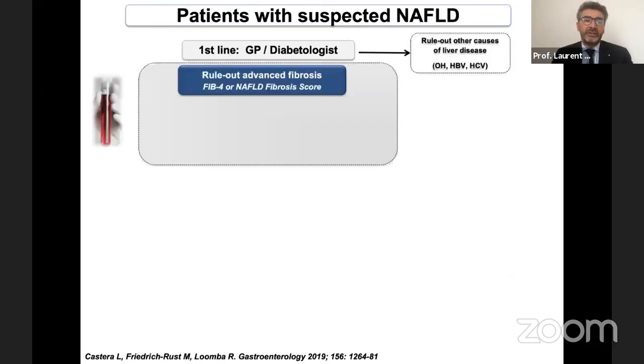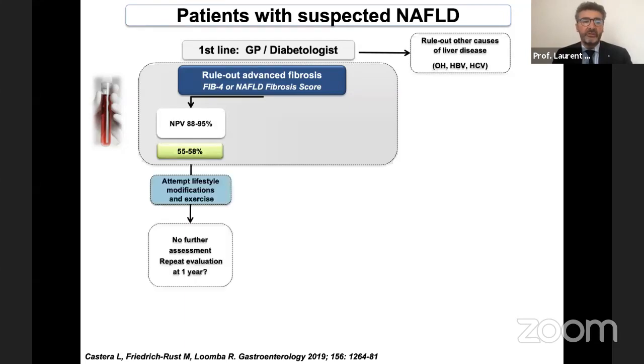To rule out advanced fibrosis, you should use a serum test, and FIB4 and the NAFLD fibrosis score are the most suited for that. When FIB4 is below 1.3, for instance, the risk is very low and the negative predictive value is very high, as I already showed you. This is around 55 to 60% of patients. You just need to advise lifestyle modification and exercise, and you might repeat over time.